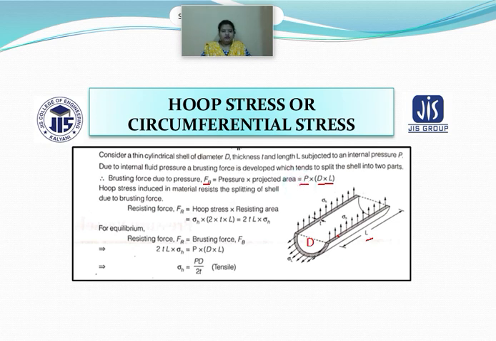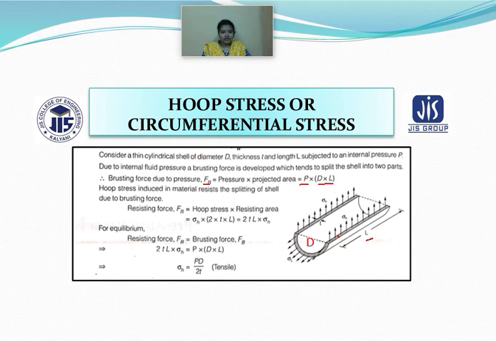Next, we are talking about hoop stress. So whenever we are talking about the stress, you can see that hoop stress is induced in the material that resists the splitting of the shell due to the bursting force. So hoop stress is induced in the material, and you have to consider that the material has to resist the splitting of the shell due to this bursting force.